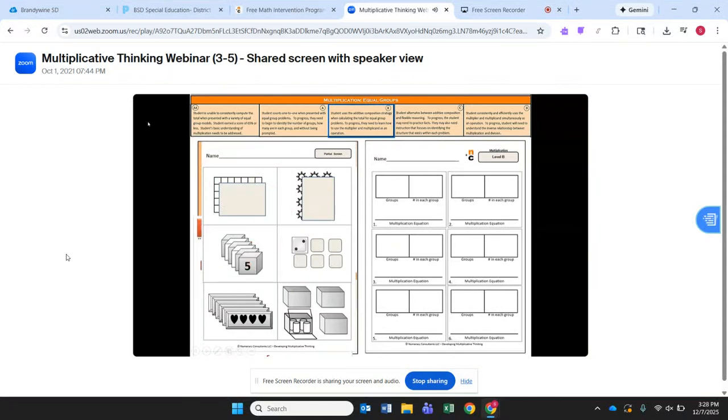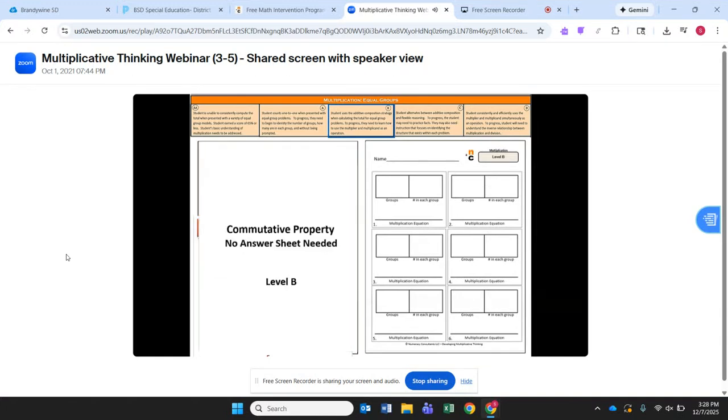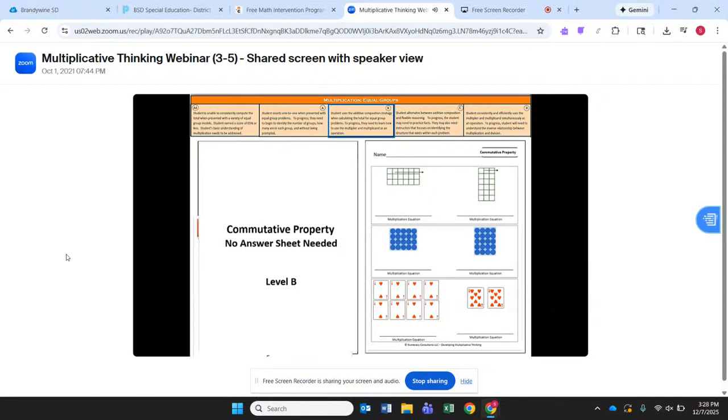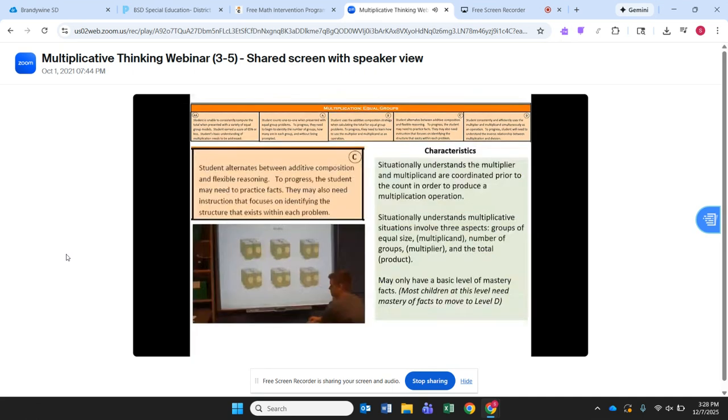And remember, when they're working the multiplicative thinking book, this is what they're doing with you. There's only 6 problems. You're watching them work on this very quick, and so you can sort of problem solve and troubleshoot any problems that they may have. And again, for the commutative property, it says no answer sheet needed. You don't need an answer sheet for that. You would just print this up. And some of the things in the multiplicative thinking book, you need the answer sheet. Other things you don't. It tells you if you do or not.